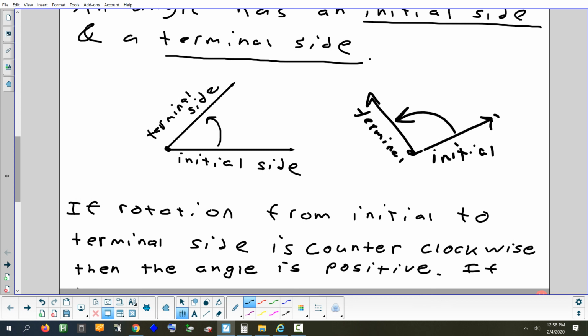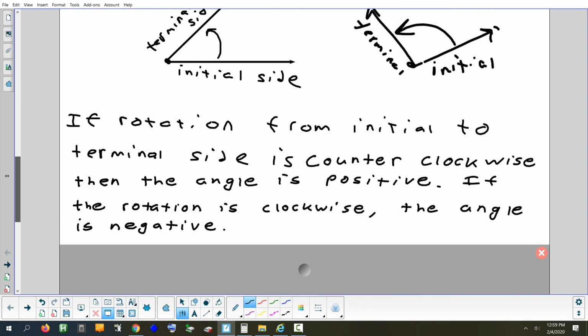So when we rotate between the two sides, right? Technically, you could go either way. You could go counterclockwise or you could go clockwise. Well, depending on which way you go, basically controls whether you have a positive or a negative angle. And I'm going to show you guys that as a picture in a second. But if the rotation is counterclockwise, then the angle is positive. If the rotation is clockwise, the angle is negative. It's easier if I show you that with an interactive thing.